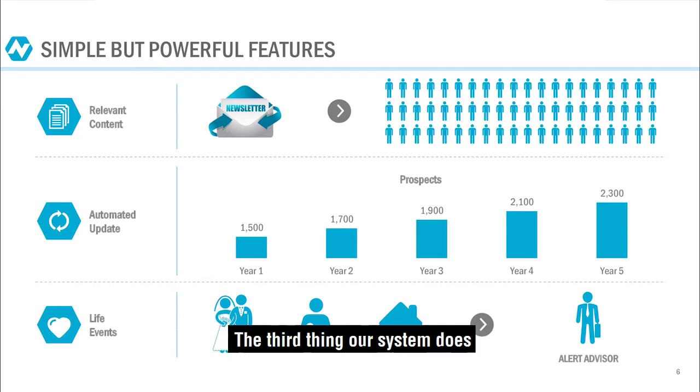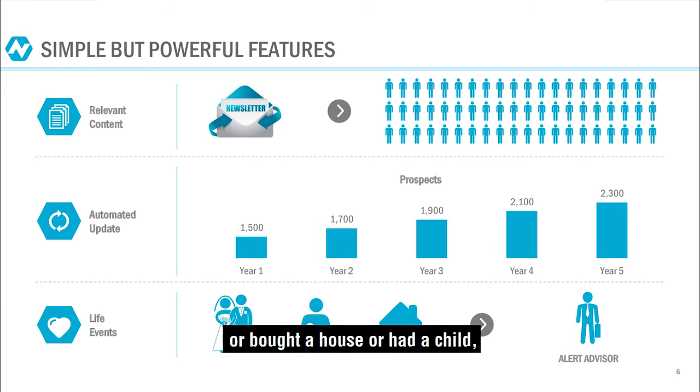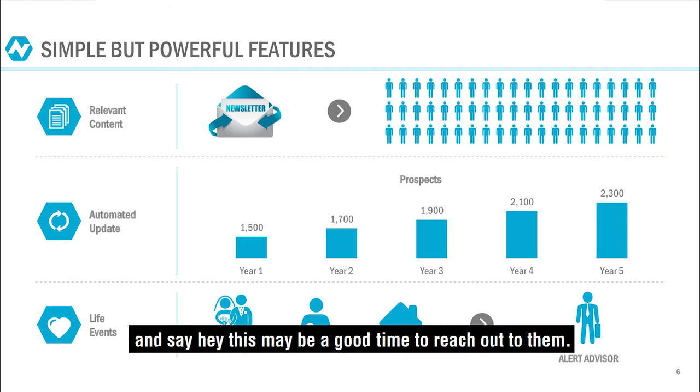The third thing our system does is look for life events. If we can identify that someone on your list got married or bought a house or had a child, we'll present it to you and say, hey, this may be a good time to reach out to them.